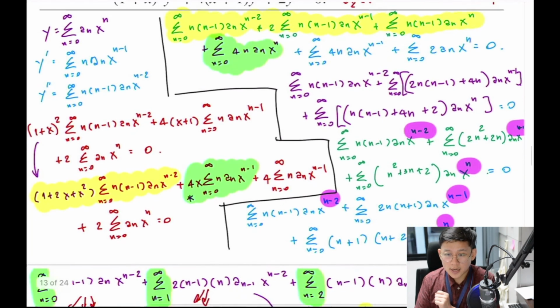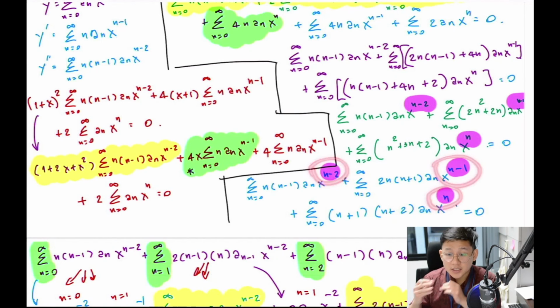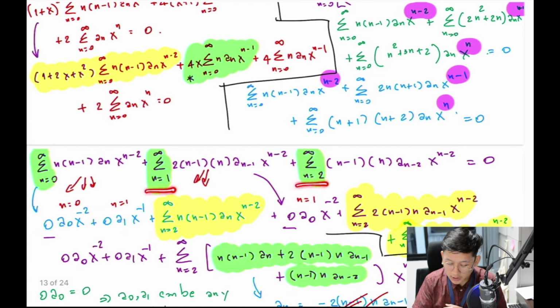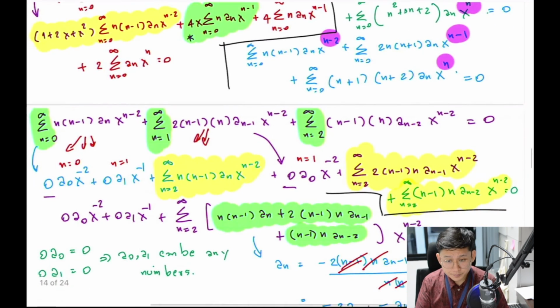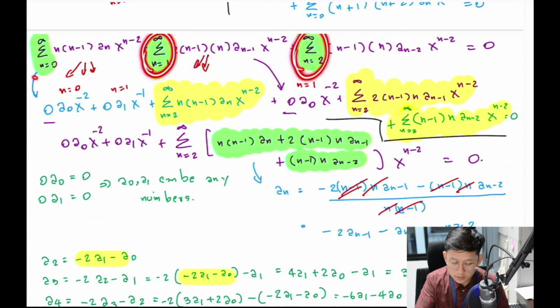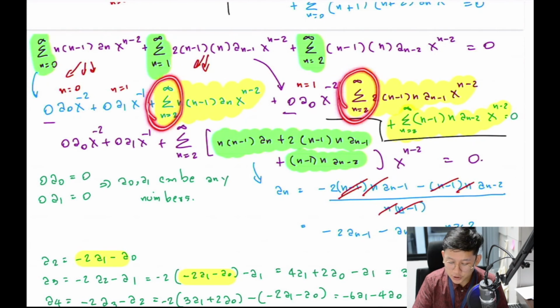After that, you try to make the exponents equal. If you have n minus 2, n minus 1, n, they are going to be equal at n minus 2, at the smallest. You can do that by changing the index. If you change n from 0 to n from 1, you need to change n to n minus 1. That's how you change the index, so that you can change the exponents.